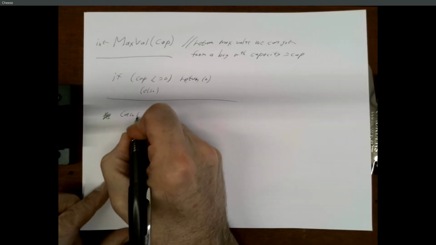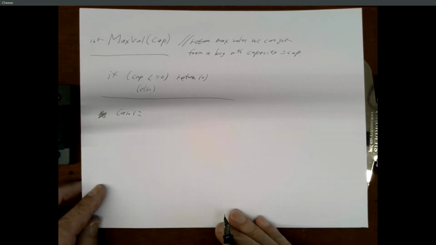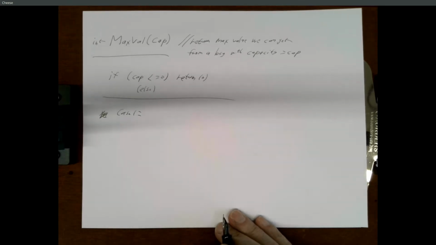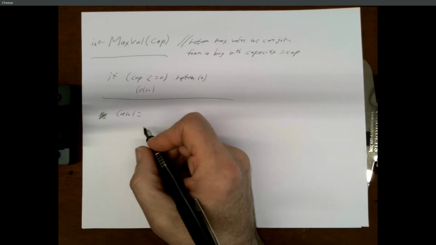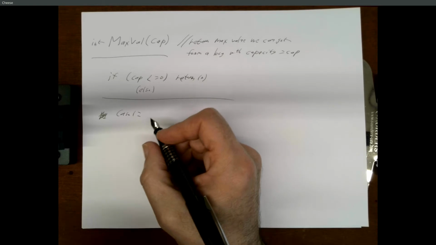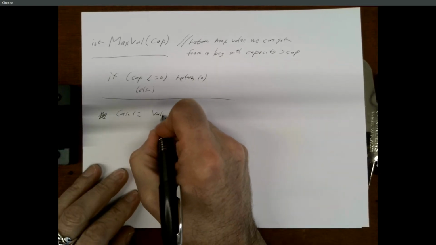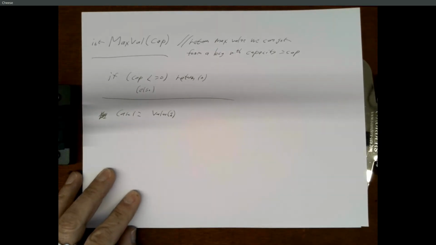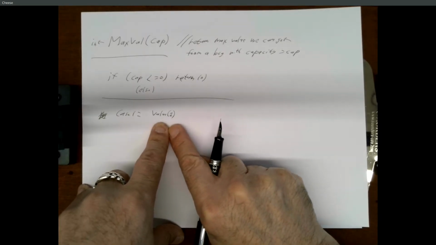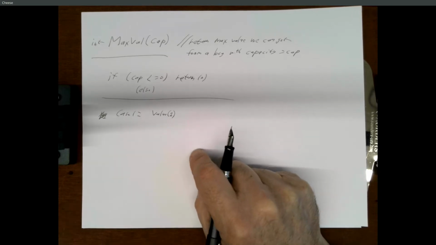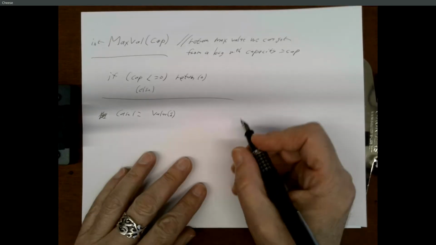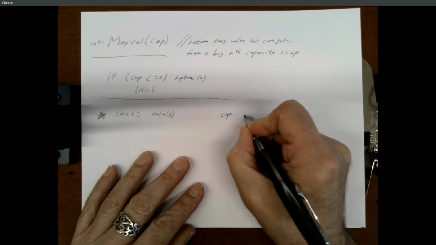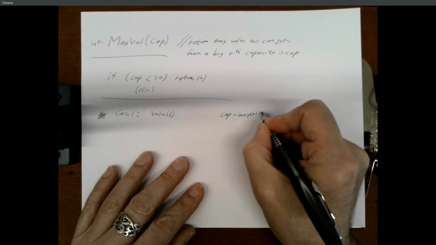So, case 1, this would be the case where we put in item 1 first. And if we put item 1 into our bag, here's what happens. First of all, we get the value of item 1. If we start by putting item 1 in our bag, now our bag has the value of item 1 worth of stuff in it. And the capacity of our bag has been reduced. The capacity of our bag is now capacity minus the weight of item 1.